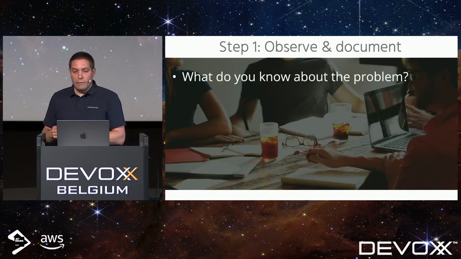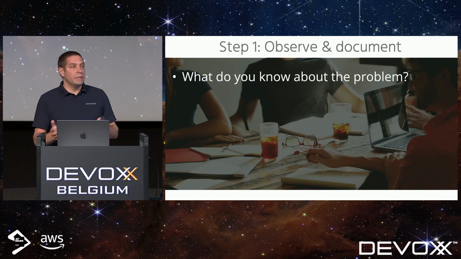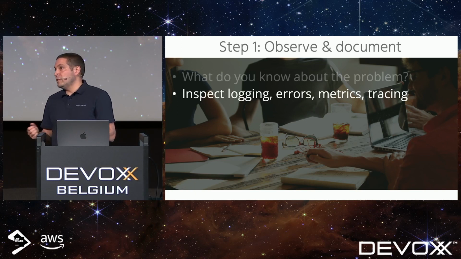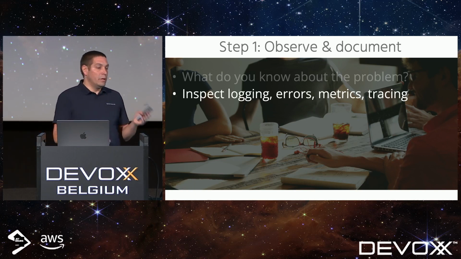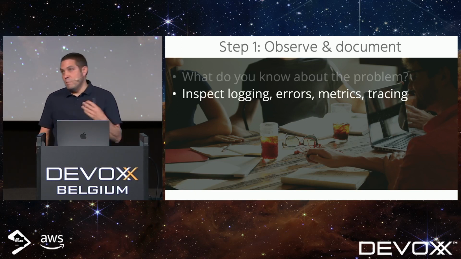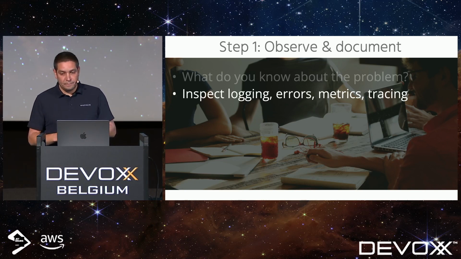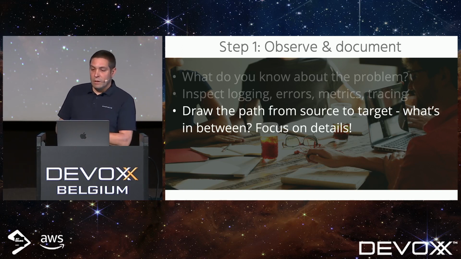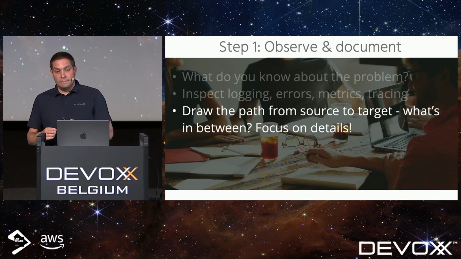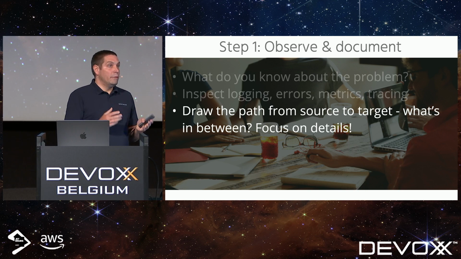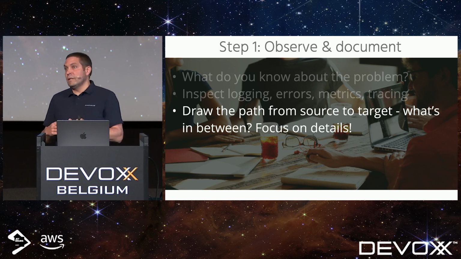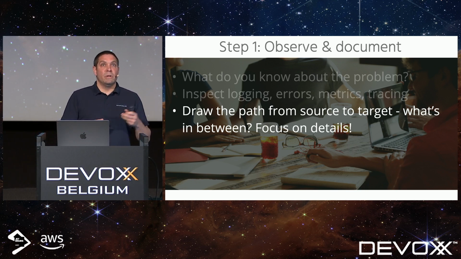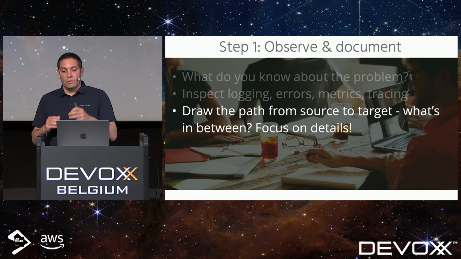Observe and document. So think for yourself, what do I know about the problem? Something is not working, which information have I gathered? Try to enrich this information. Inspect any logging you have, errors, metrics, tracing of requests. And then draw on a whiteboard or a piece of paper or a napkin, draw the path from source to target. And think about what's in between and focus on details here, because the problem may be in a system that you don't control. There may be some firewall or proxy in between that's messing with your HTTP headers. So make sure that you focus on details there.